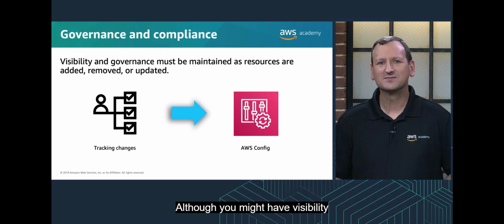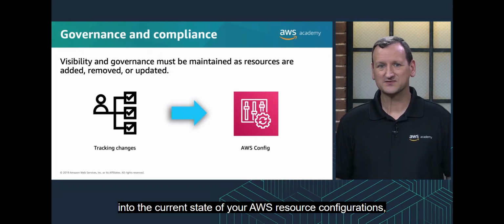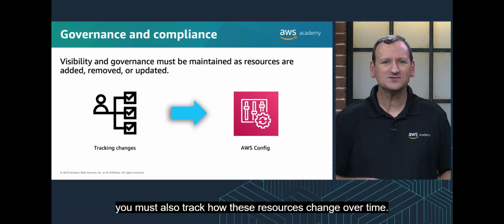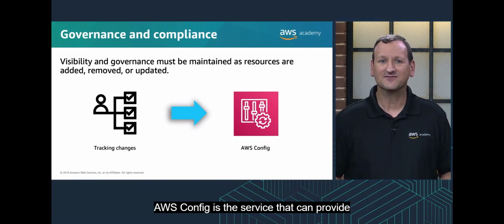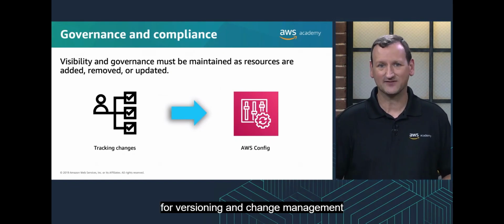Although you might have visibility into the current state of your AWS resource configurations, you must also track how these resources change over time. AWS Config is the service that can provide for versioning and change management of your implementation.